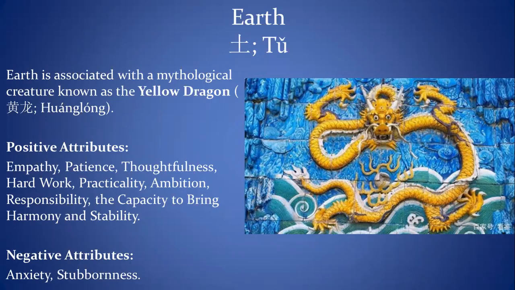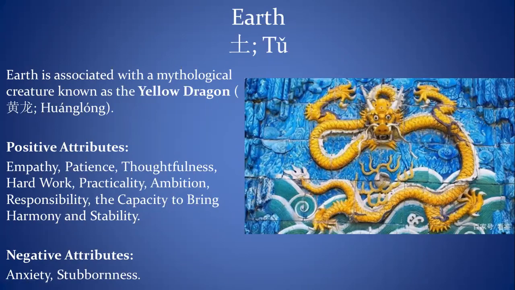So as an element, Earth is defined by its capacity to stabilize and to bring harmony due to its rootedness in the soil itself. So that's why it's associated with attributes like empathy, patience, thoughtfulness, hard work, practicality, ambition, and responsibility, or in a nutshell, the capacity to bring harmony and stability. But due to the constant desire for stability, Earth is also phobic to change, which is what leads to the two negative attributes of anxiety and stubbornness. So, anxiety when things do change, and stubbornness resisting change.